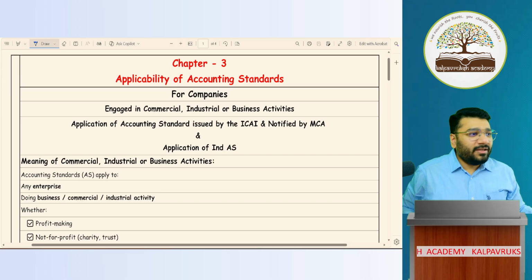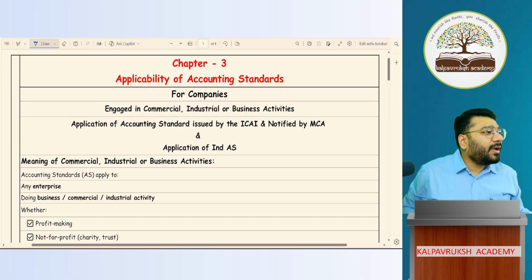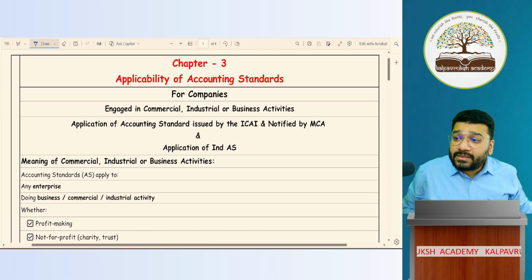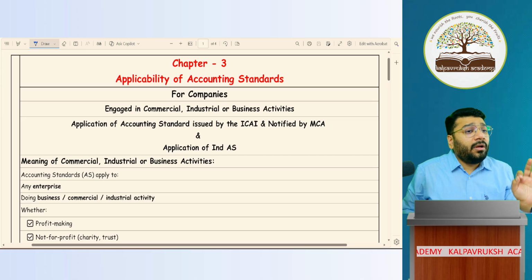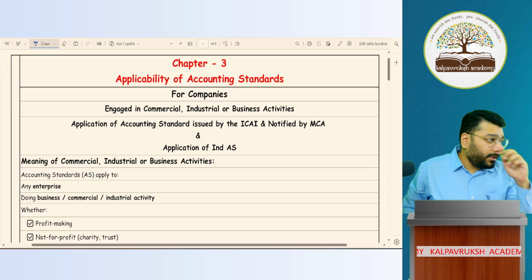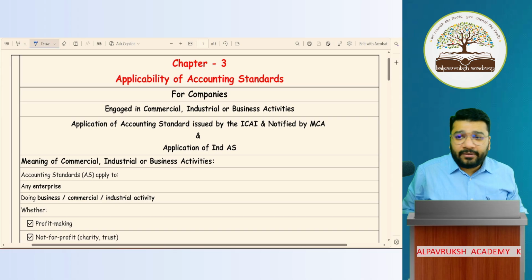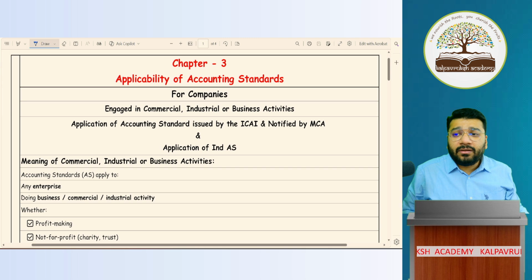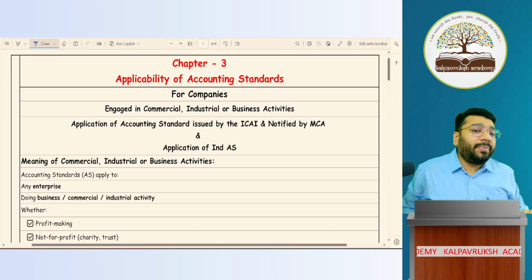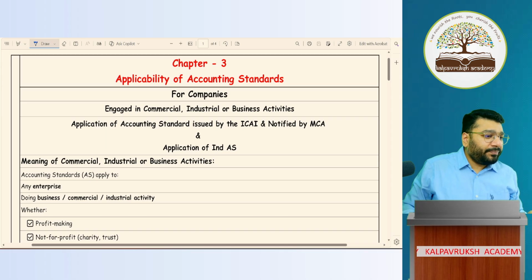Thank you so much. So, guys, we started with a brand new chapter in the last class, which was applicability of accounting standard. In that, specifically, we learned the applicability of the accounting standard for companies. Correct? So, let me do a quick revision of that, and then we'll go forward to the next topic in this particular chapter, which is applicability of accounting standard for non-companies, that is non-corporates. Okay.